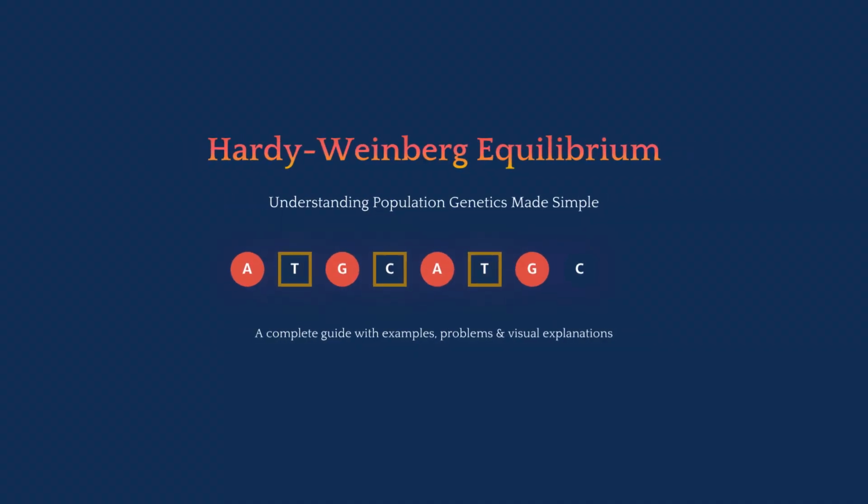Have you ever wondered why some genetic traits remain unchanged for generations, while others slowly disappear? And how can scientists tell whether evolution is happening without waiting thousands of years? Today, we'll explore one of population genetics' most powerful concepts, Hardy-Weinberg Equilibrium. Don't worry if the name sounds difficult. By the end of this video, it will be simple.